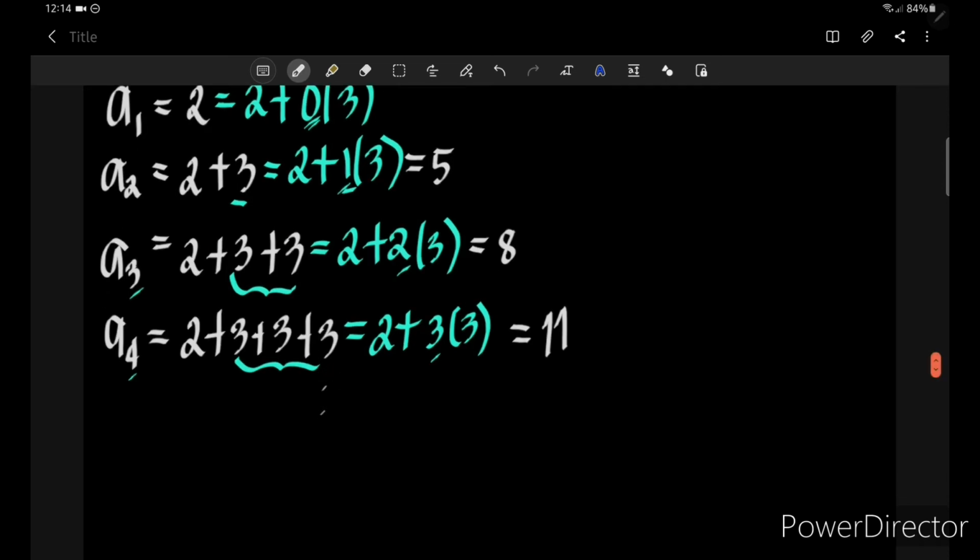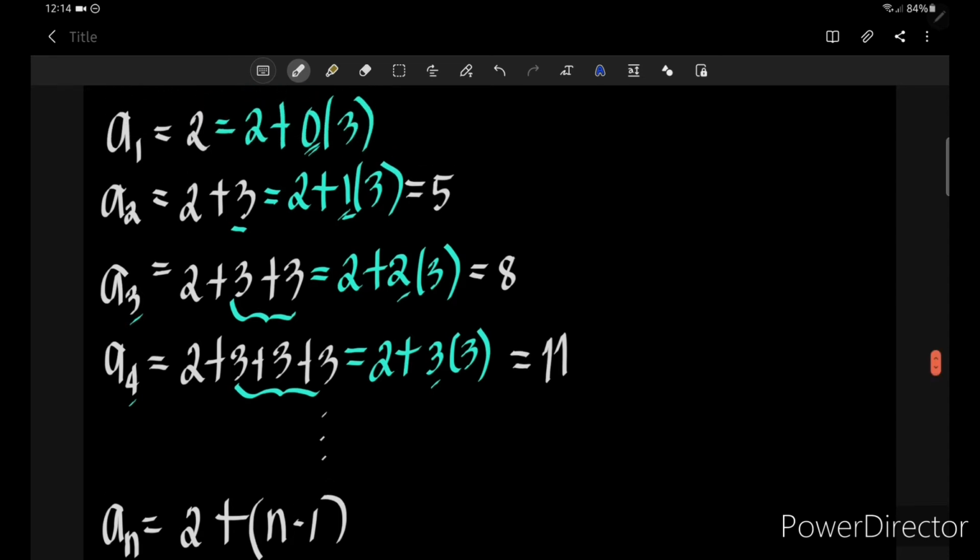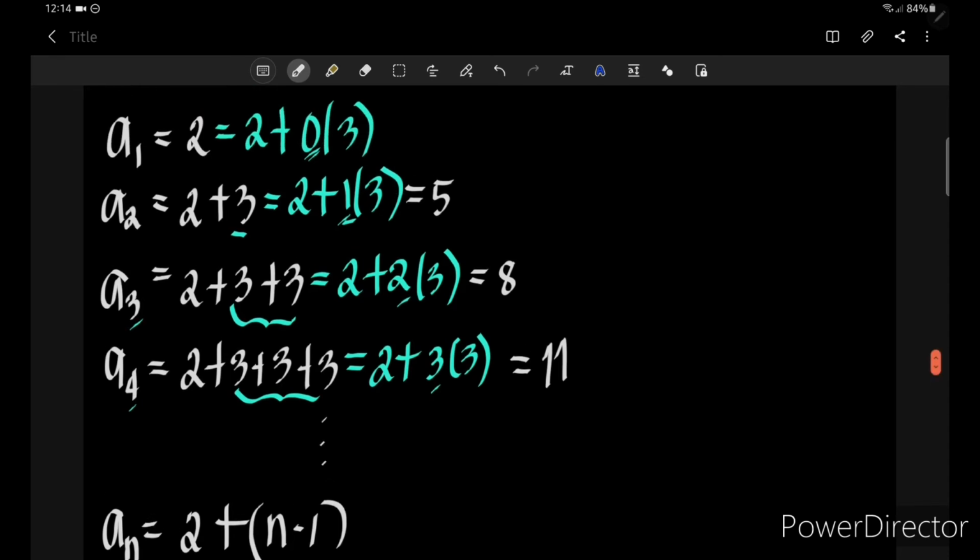Okay? In general, we have a sub n equal 2 plus, kung ang subscript mo ay n, magbabawas ka lang ng isa, we have n minus 1. Okay. Then, observe yung nasa loob ng parenthesis natin, yung value na 3 is constant. Yan yung ina-add natin para makuha yung next term. Ang tawag doon is the common difference. That is our common difference.